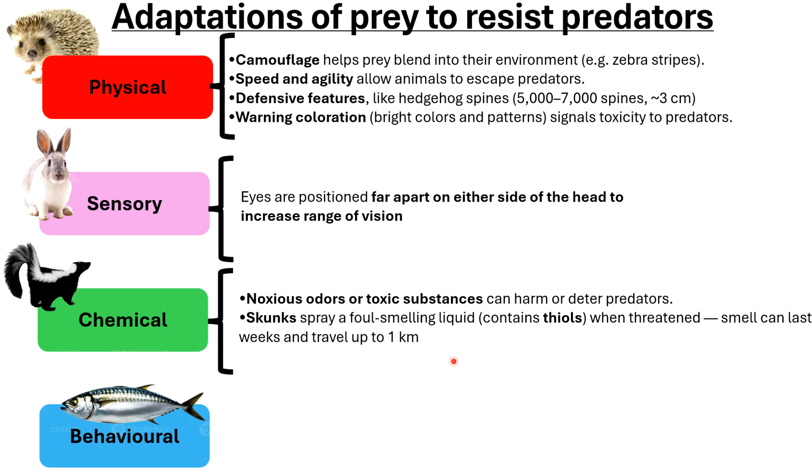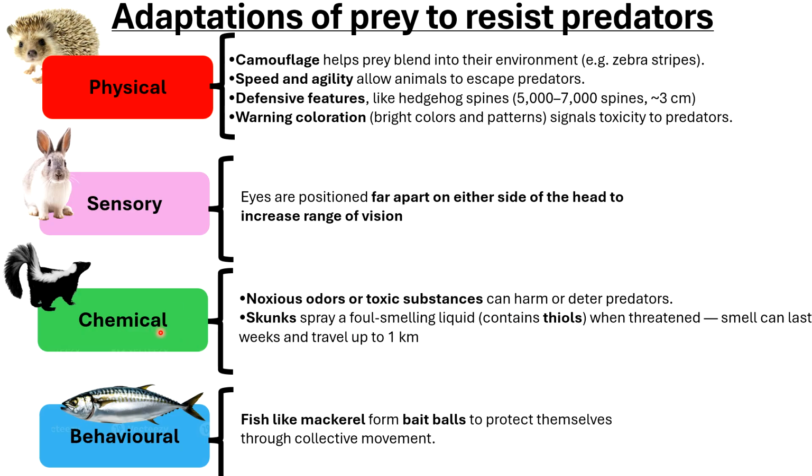They'll spray their foul-smelling liquid or gas, which contains something called thiols, and this smell is horrible and can travel up to 1 kilometer, so predators will not be getting close to them. And lastly, we have behavioral adaptations as well. Fish like mackerel form bait balls. You've probably seen those in documentaries, and this protects them through collective movement. Because they move all together, they're less likely to be trapped by predators.